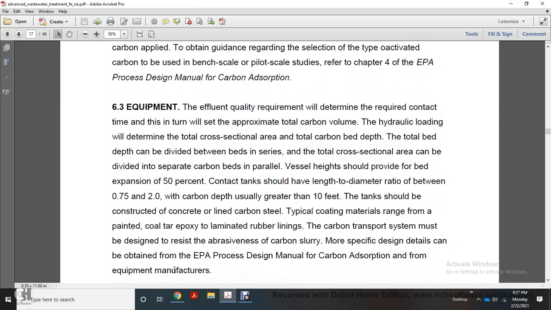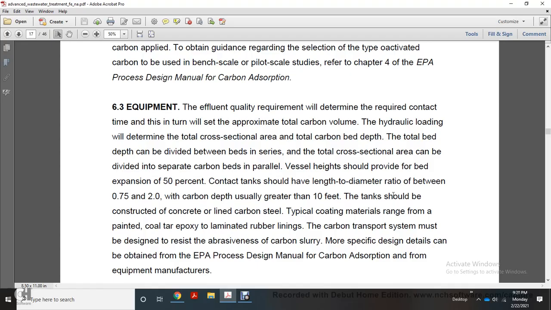Hardware and equipment. The effluent quality requirement determines the required contact time and the approximate total carbon volume, along with the hydraulic loading. Determine the total cross-sectional area with the total carbon depth. Bed depth. The total bed depth is divided between the beds. The total cross-sectional area can be divided into separate carbon beds. For parallel vessels, height should be provided for 50% bed expansion. Contact tanks should have a length to diameter ratio between 0.75 and 2.0.